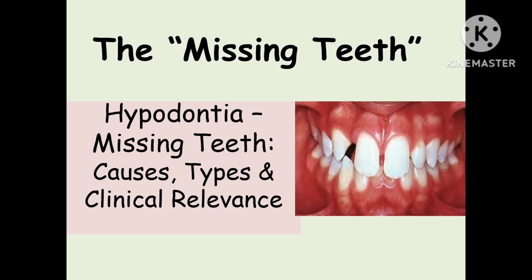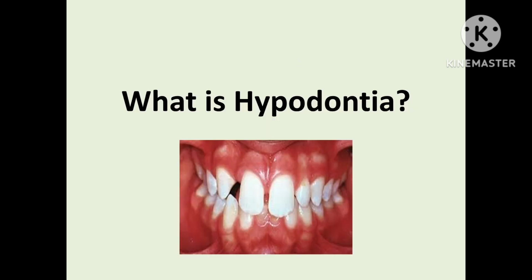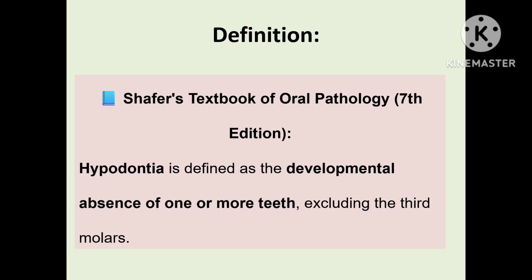Today we are going to discuss a commonly seen dental anomaly, hypodontia or missing teeth. Hypodontia refers to developmental or congenital absence of one or more teeth. According to Schaeffer's textbook of oral pathology, hypodontia is the absence of one or more teeth in the primary or permanent dentition, most commonly affecting permanent teeth. Importantly, third molars are excluded.